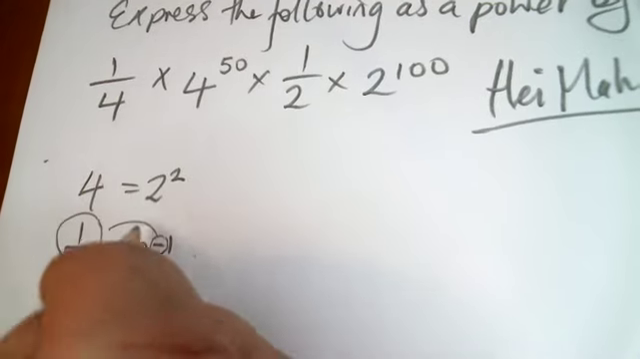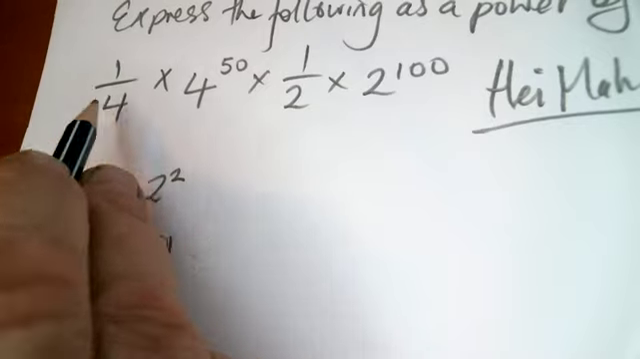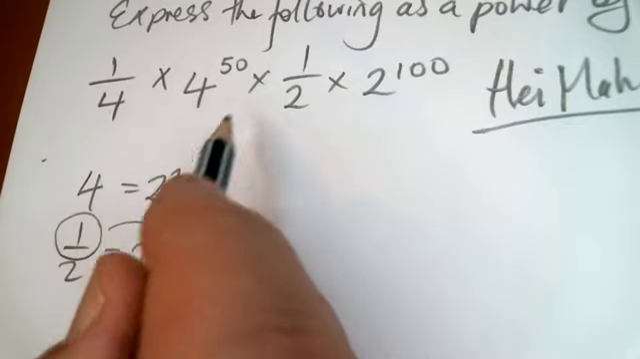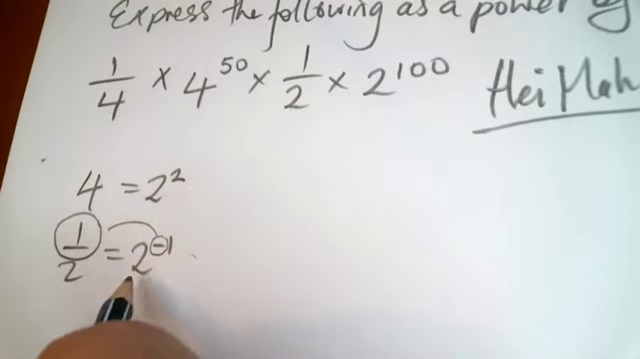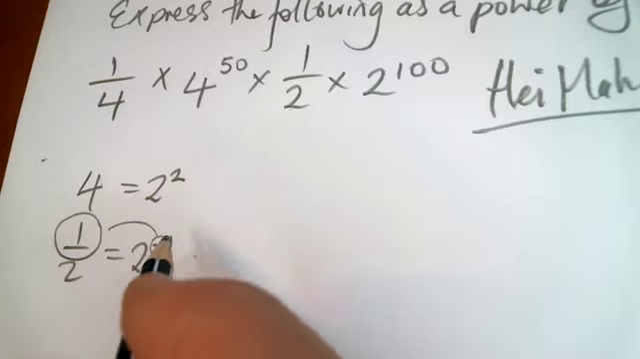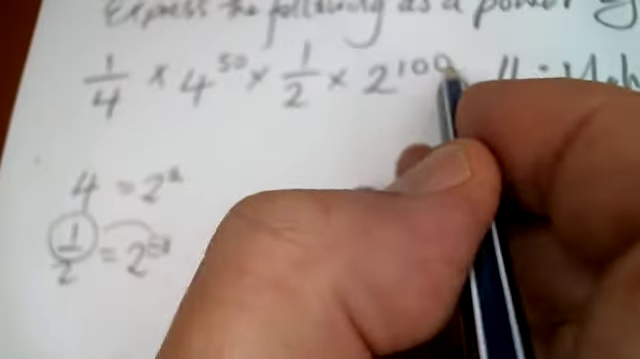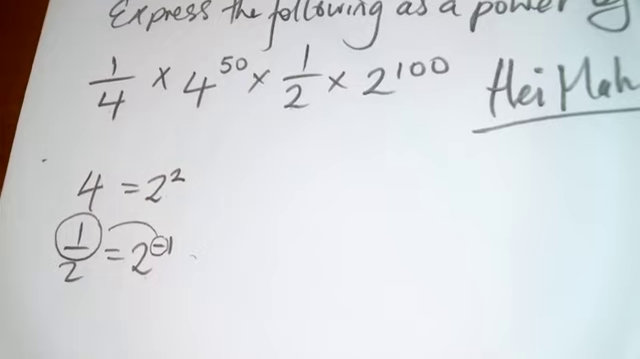So now we've got powers of 2, and every time we see that, we can just write this. Every time we see this, we can just write this. So let's go ahead and do this. And by the way, the last bit, the 2 to the 100, is perfect. It's exactly as it should be.